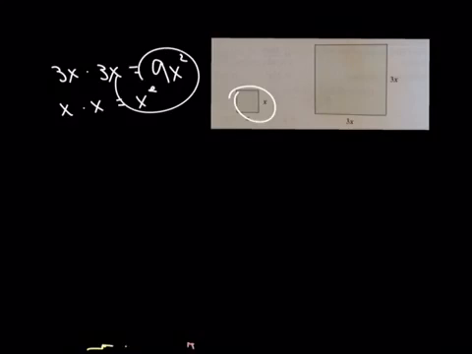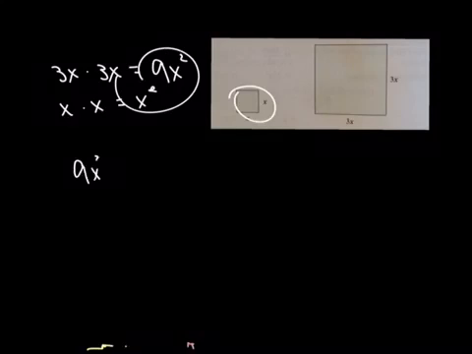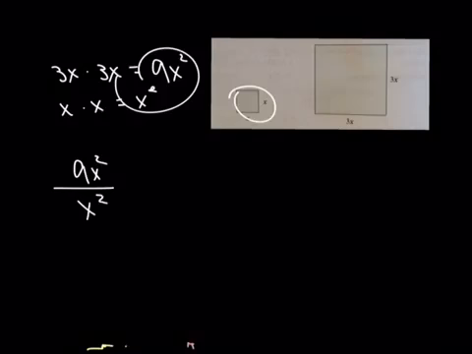So now we just divide. So we have 9x squared divided by x squared. Those cancel, give us 9, and we're done.